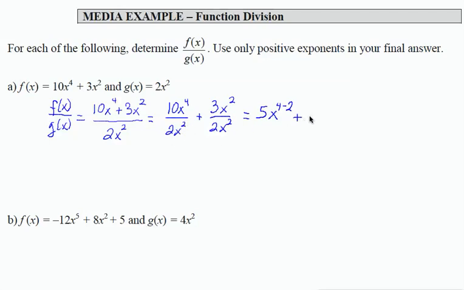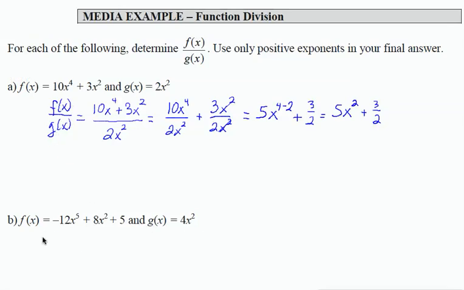For the second one, 3x squared divided by 2x squared, well, the x squareds will cancel, leaving me just with 3 halves. So my final answer, if I simplify 4 minus 2 as my exponent on x, I get 5x squared plus 3 halves, and that is my final answer for f of x divided by g of x.